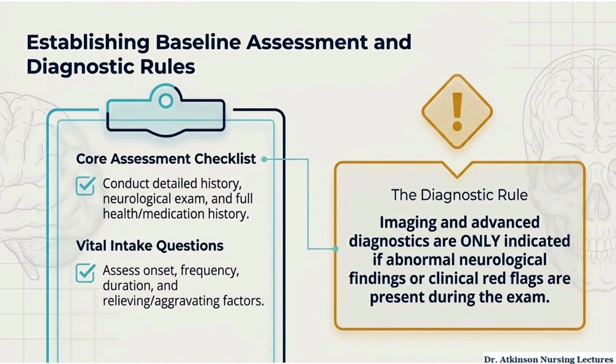Now here's the important clinical principle. Most primary headaches have normal neurologic exams. That means we do not automatically send every headache patient for advanced imaging. Imaging and additional diagnostics are usually reserved for patients who have abnormal neurologic findings or clinical red flags. For example, a sudden thunderclap headache, altered mental status, focal deficits, seizures, fever, meningismus, headaches after trauma, or completely new severe headache in an older adult should immediately raise concern for something more serious. So the key takeaway here is that assessment drives the workup. Not every headache is dangerous, but the dangerous headaches are the ones we absolutely cannot afford to miss.